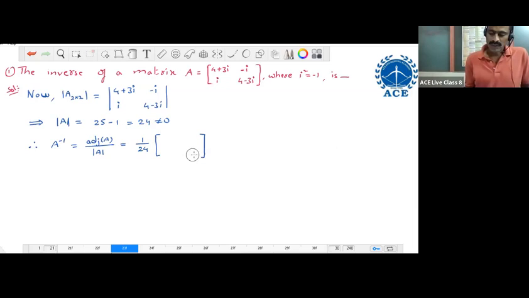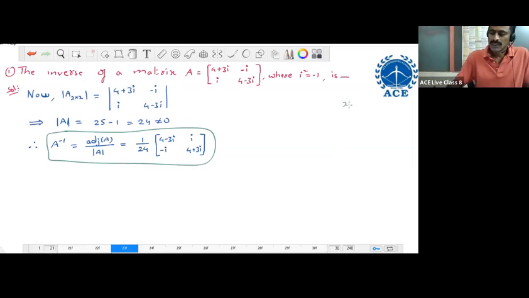Without finding the minor and cofactor of each element, we can write the adjoint matrix directly for a 2 by 2 matrix. We just interchange the diagonal elements, 4 minus 3i and 4 plus 3i, and then take the minus sign for the non-diagonal elements. Minus i becomes plus i, and i becomes minus i. This is the inverse of the given matrix.